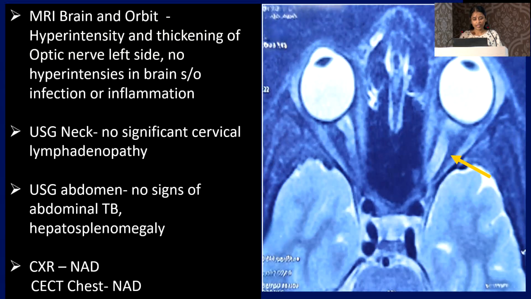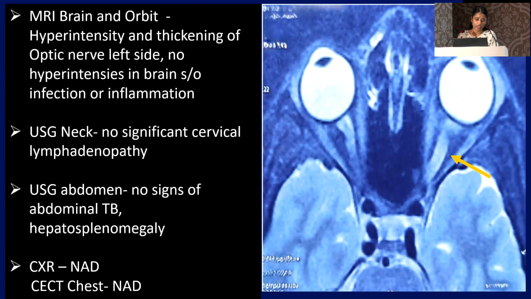There was a hyperintensity and thickening of the optic nerve on the left side. In the brain, there was no hyperintensity suggestive of any infection or inflammation. The CECT chest was normal, not suggestive of any old or recent TB infection or sarcoidosis. And so the most common thing which can be there in such a setting is that it can either be idiopathic or it can be due to Bartonella.